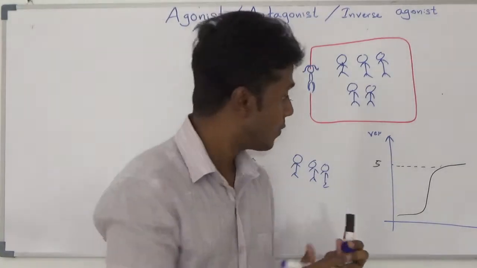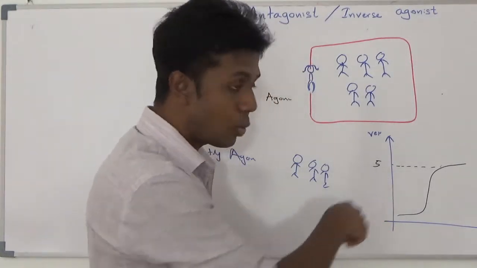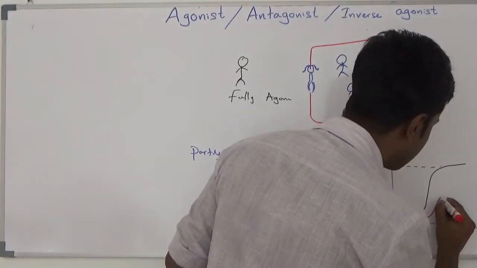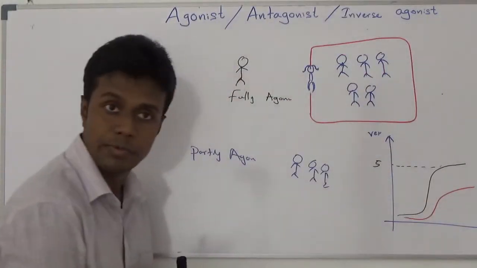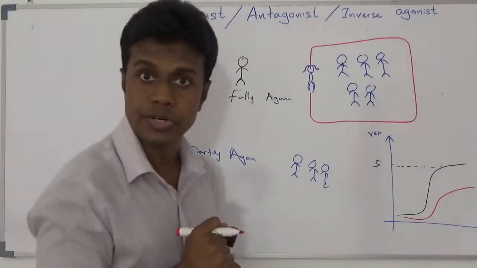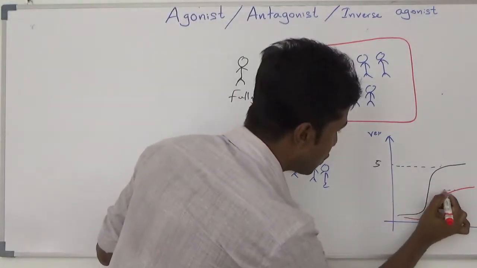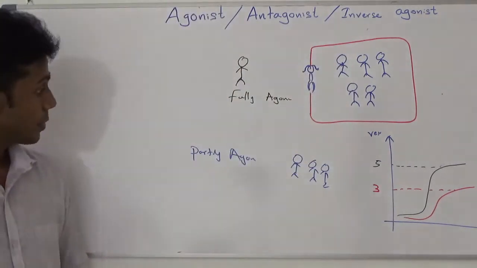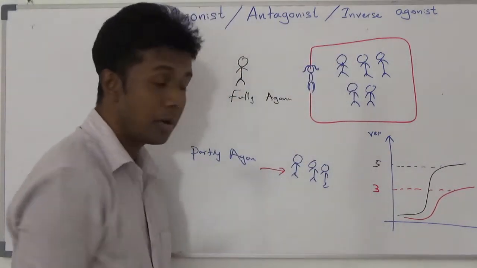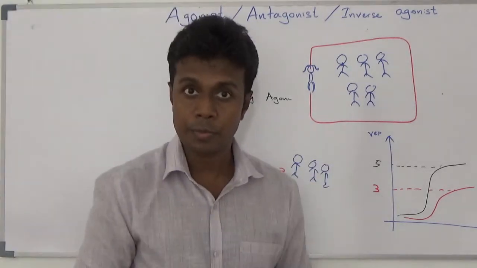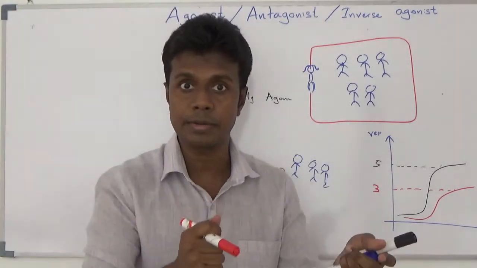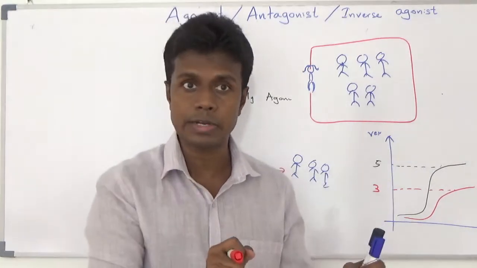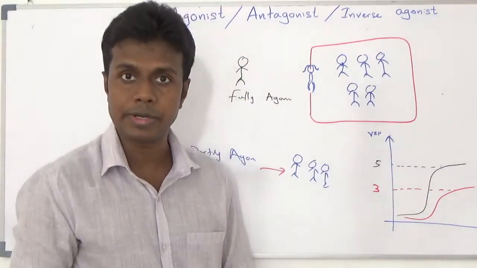Because of that, if I draw the dose response curve here, it will be like this. They are not going to produce maximum effect, not going to produce 5 children. Instead of that, they produce only 3 children. They are called partial agonist. A partial agonist produces children, produces effect, but not maximum effect. A full agonist produces the maximum effect.